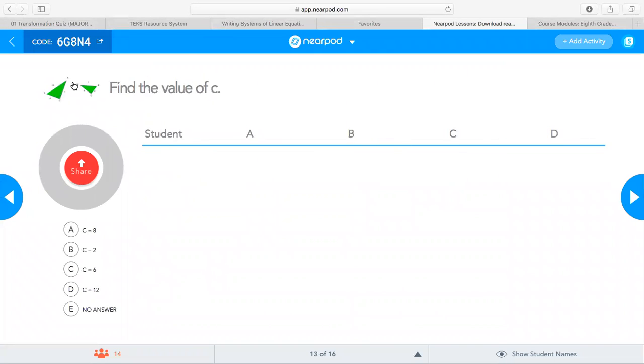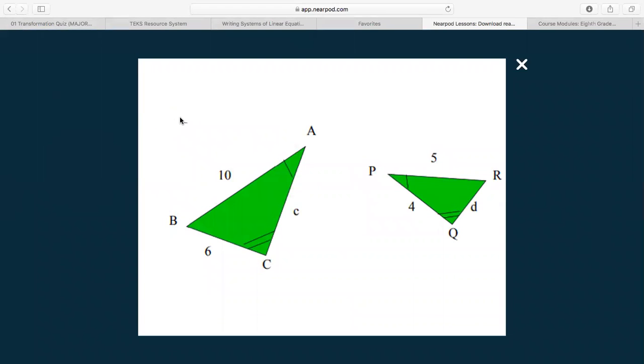All right. Here's another one. We're looking for C. Notice though, before we start just writing proportions, notice where this line is, this angle A and angle P are the same. Angle C and angle Q are the same. So C and 4 go together. So notice you have to look at the angles and where the angles are.